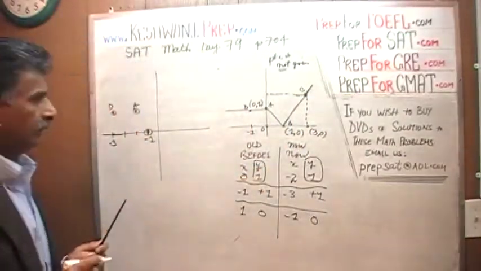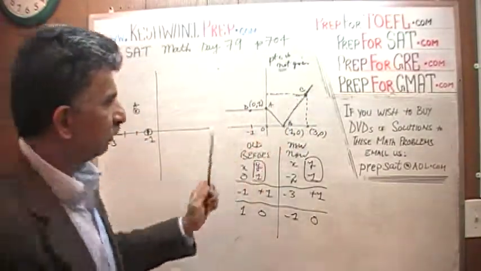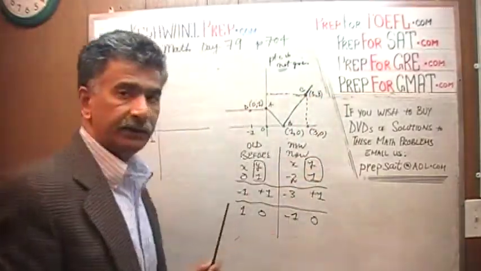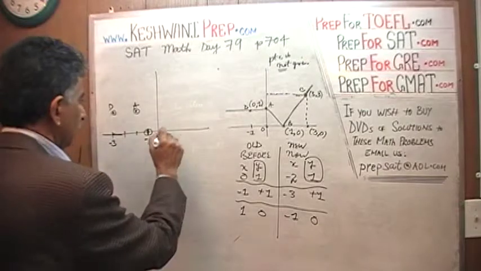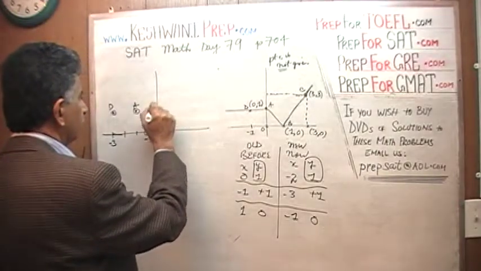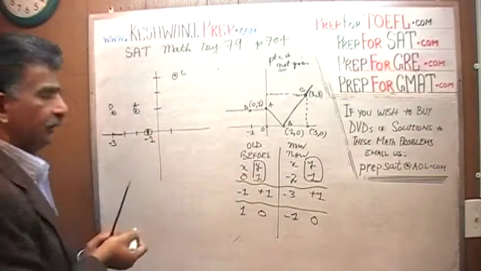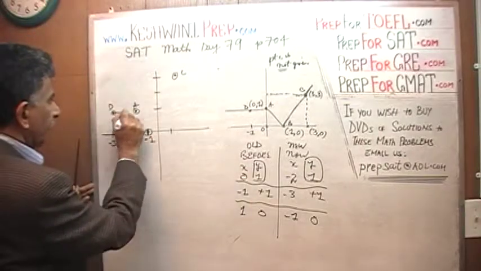Let's do point C now. Before, point C took place at 3, 3. Instead of 3, 3, now it will take place at 1, 3. 1 and 3. So this is 1, 2, 3. Somewhere here, point C. And this is what the graph looks like.